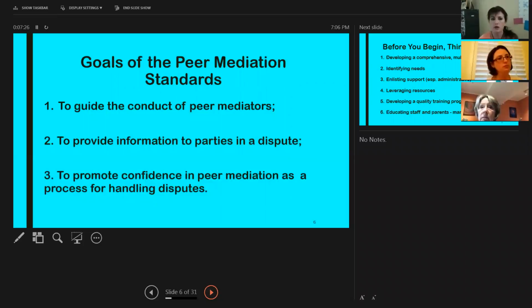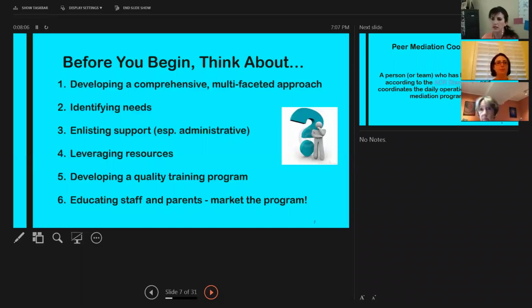Every peer mediation program should have goals, and here are the goals of our peer mediation standards. Number one, they guide the conduct of peer mediators: what they can and cannot do, what types of cases they can take and not take. They provide information to parties in the dispute. They also promote confidence in peer mediation for the peer mediators, because at that point they know what to do, what not to do, and how to handle a difficult situation. It also gives coordinators confidence as well. Now I'm going to turn it over to Kristen so she can talk a little bit about what to do before you begin a program.